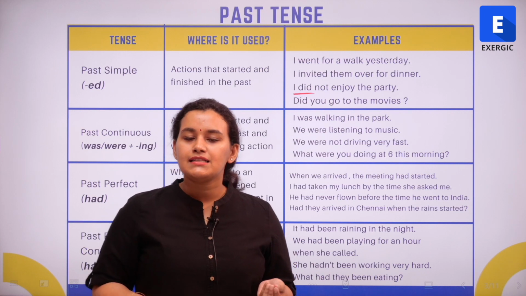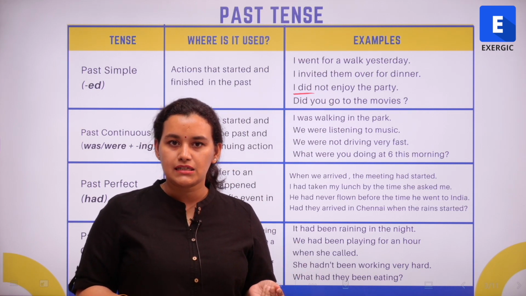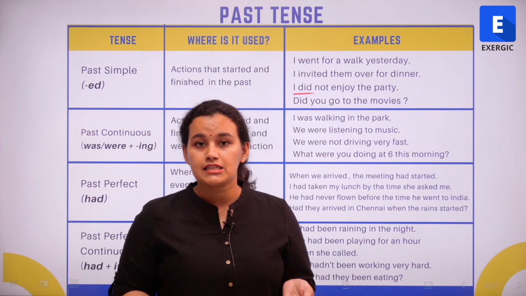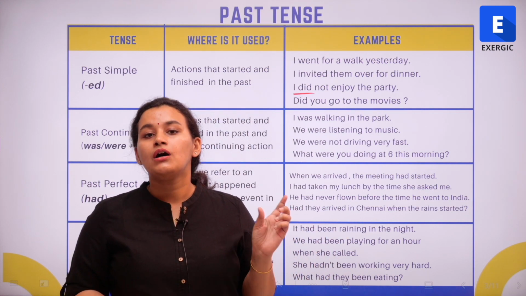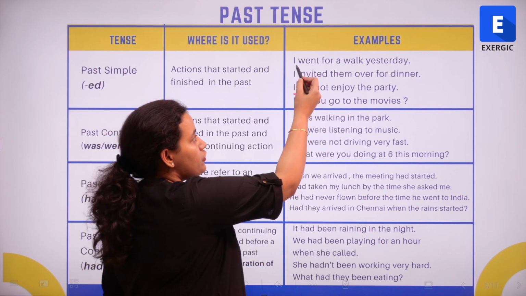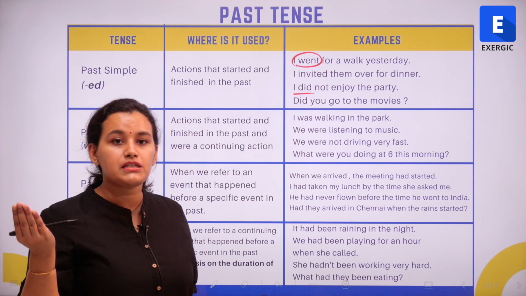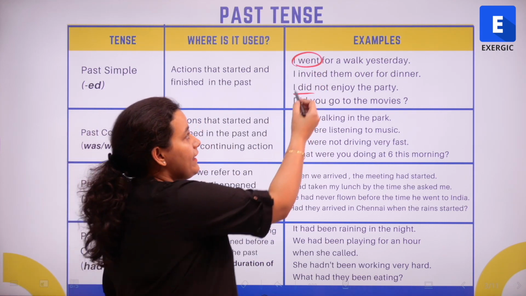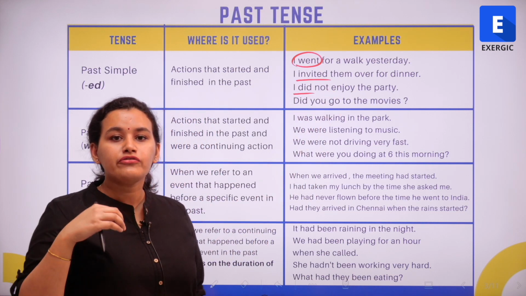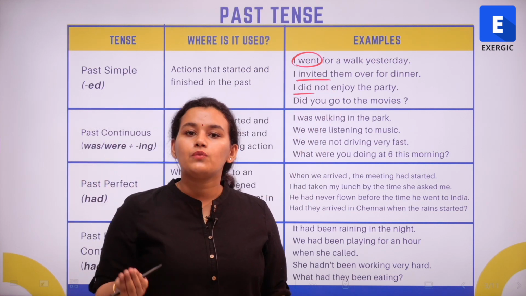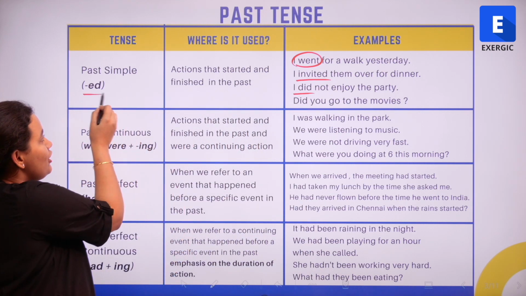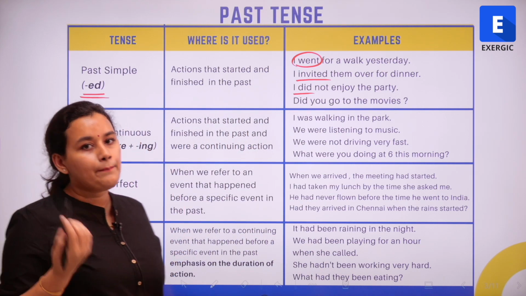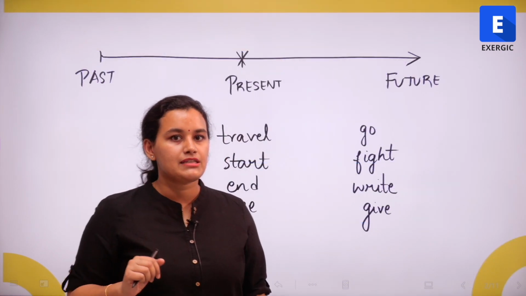How do we recognize that a sentence is in the simple past tense, or how do we frame a sentence in the simple past tense? We are going to use the past tense of the main verb. So for instance, went. Went is the past form of go. Invited, that's the past form of invite. Most verbs in the English language, if you just add an ed in the end, you can arrive at the past form. Let us look at some examples.